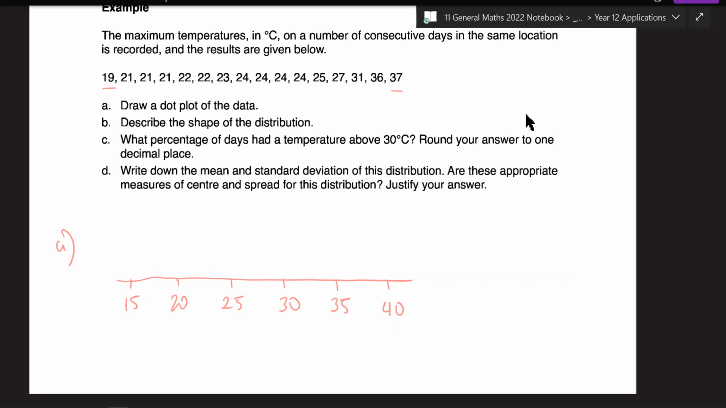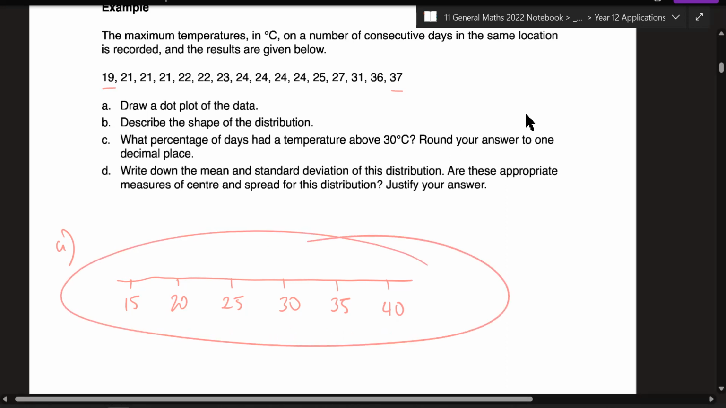What you don't want to do, and I've seen people do this, is go 19, then 21, then 22, 23, 24, 25, 27. That's not the right way to do a dot plot. You've got to make sure your numbers are proper like this.